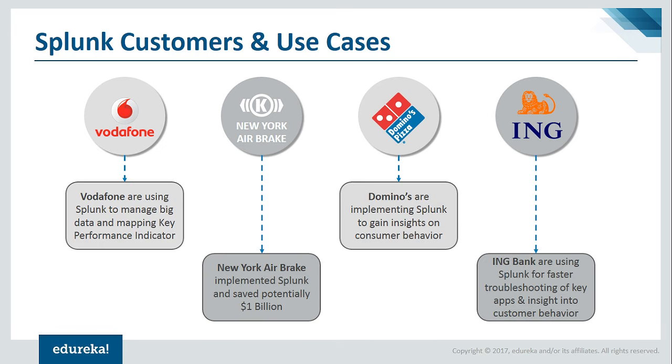So that's one thing. And then there is ING Bank, right? ING Bank are one of those few banks which have come forward and said that they are using Splunk, because a lot of companies, a lot of banks have implemented Splunk, but they don't really reveal it. ING Bank have been pretty brave in revealing that, and they've said that they use Splunk for faster troubleshooting of key applications and to get insight into customer behavior.